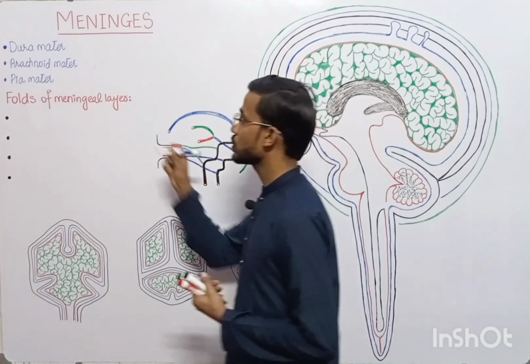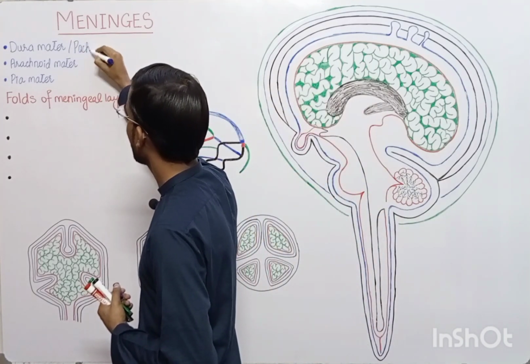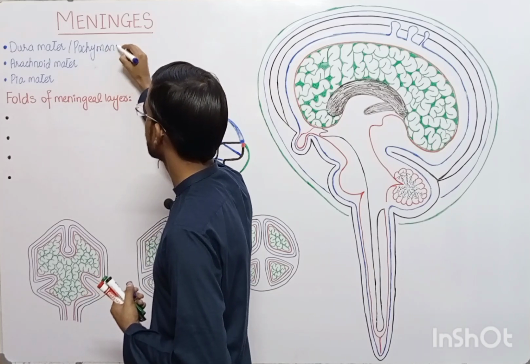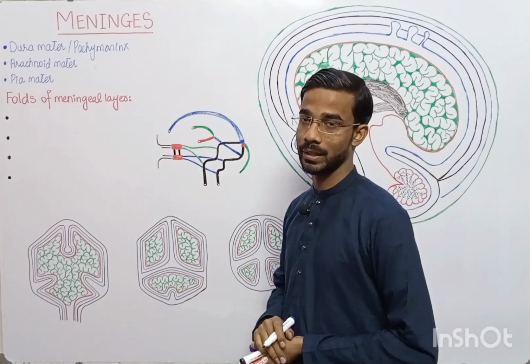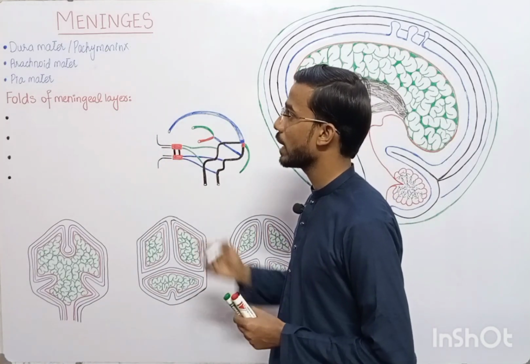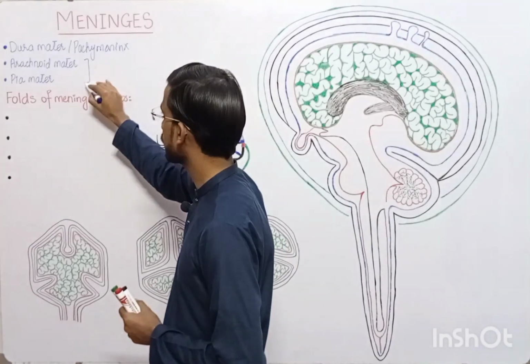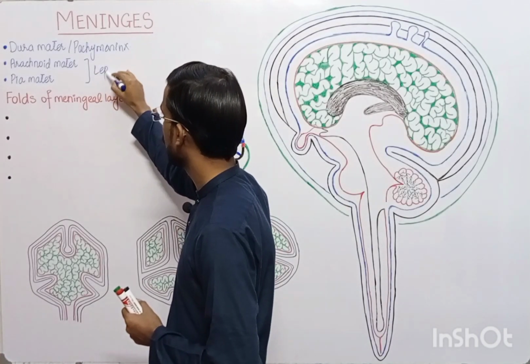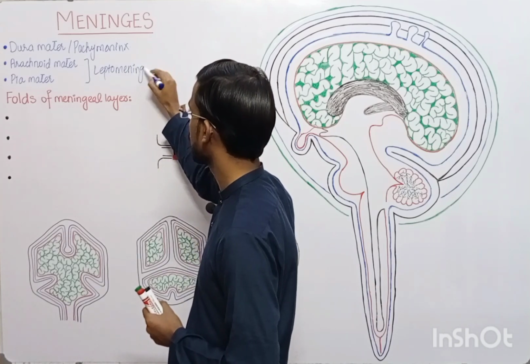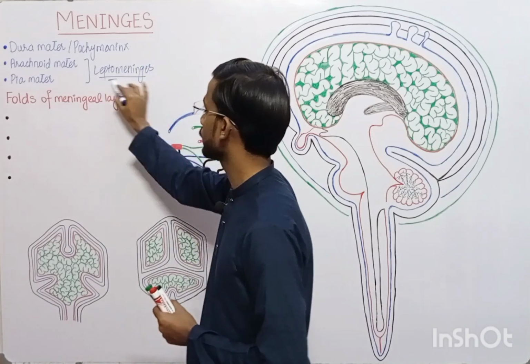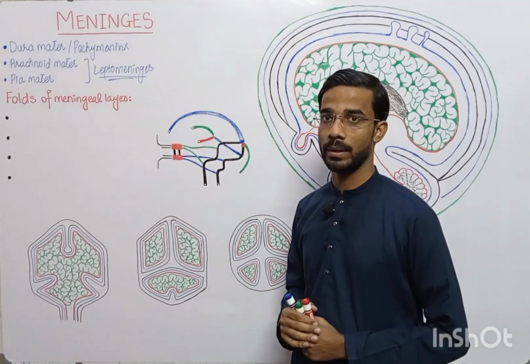Dura mater, also called Epi-pia Meninges, is another name of the dura mater, and arachnoid matter and pia matter, both are also called meninges, the combined name of arachnoid matter and pia matter.